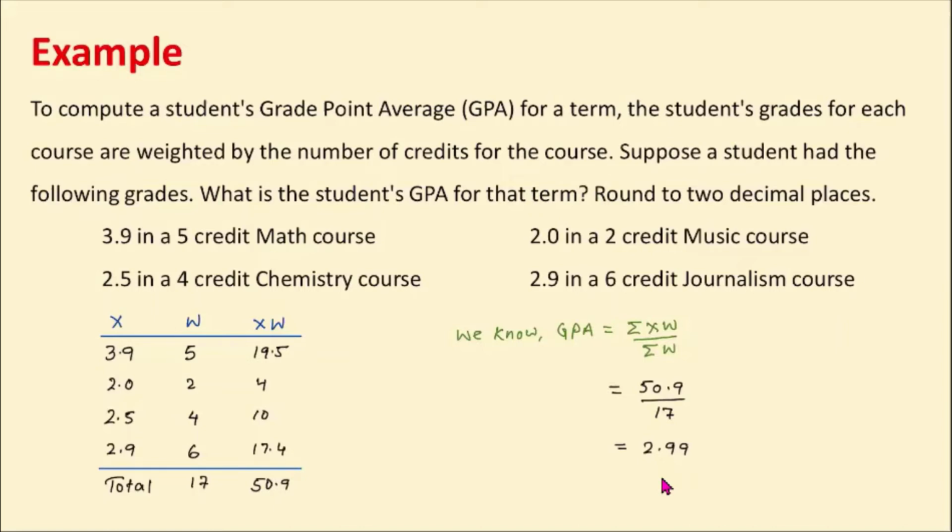Remember, grade point average is the weighted mean calculated using this formula here. So that is the main formula that we need to remember: GPA or weighted average equals sum of X times W divided by sum of W.